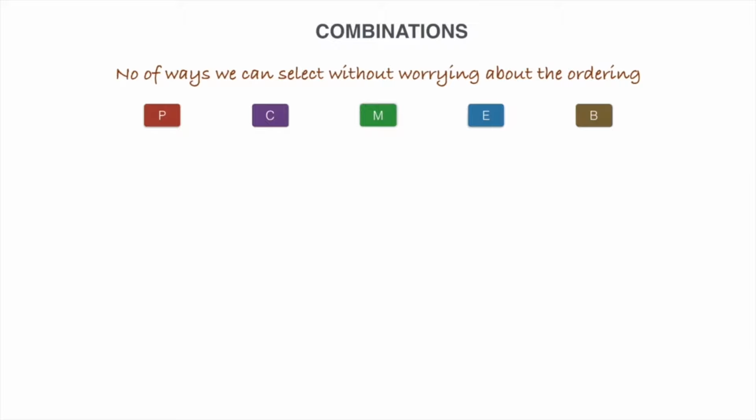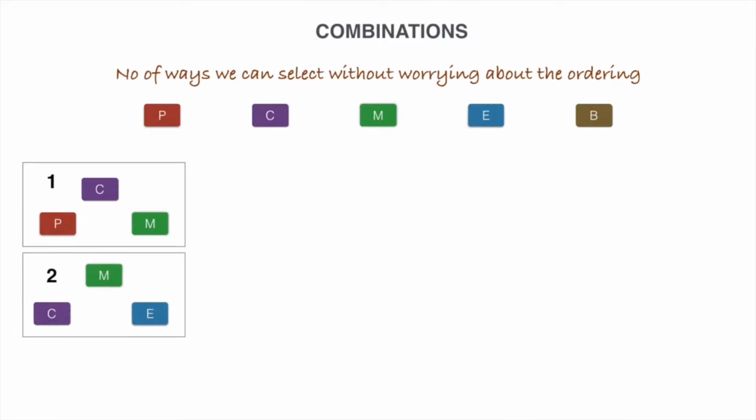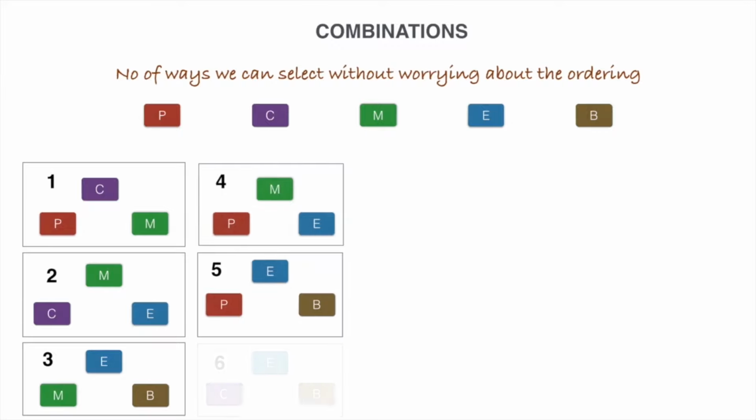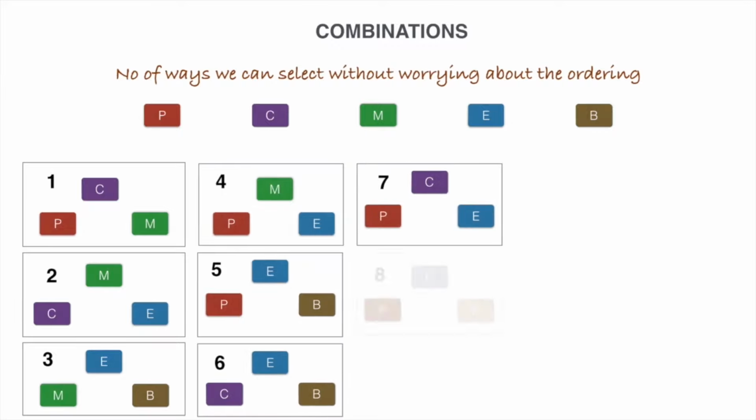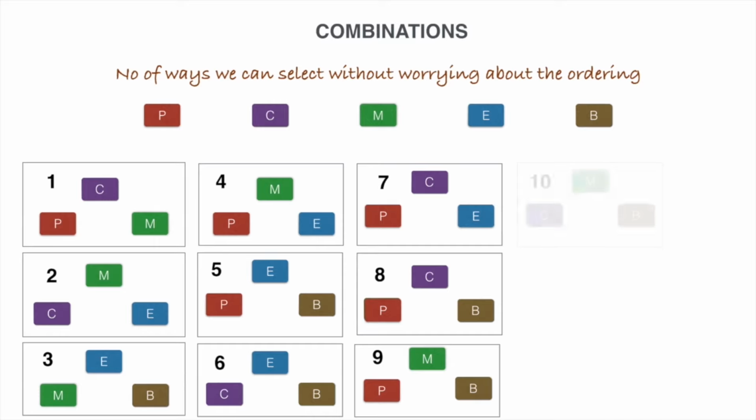One selection would be to choose physics, chemistry, and maths. This gives us our first combination. Another selection would be to choose chemistry, maths, and English. This gives us our second combination. Yet another selection would be maths, English, and biology. This gives us our third combination. Similarly, we could list down other selections as well. You can take my word for it that we will get 10 such selections.